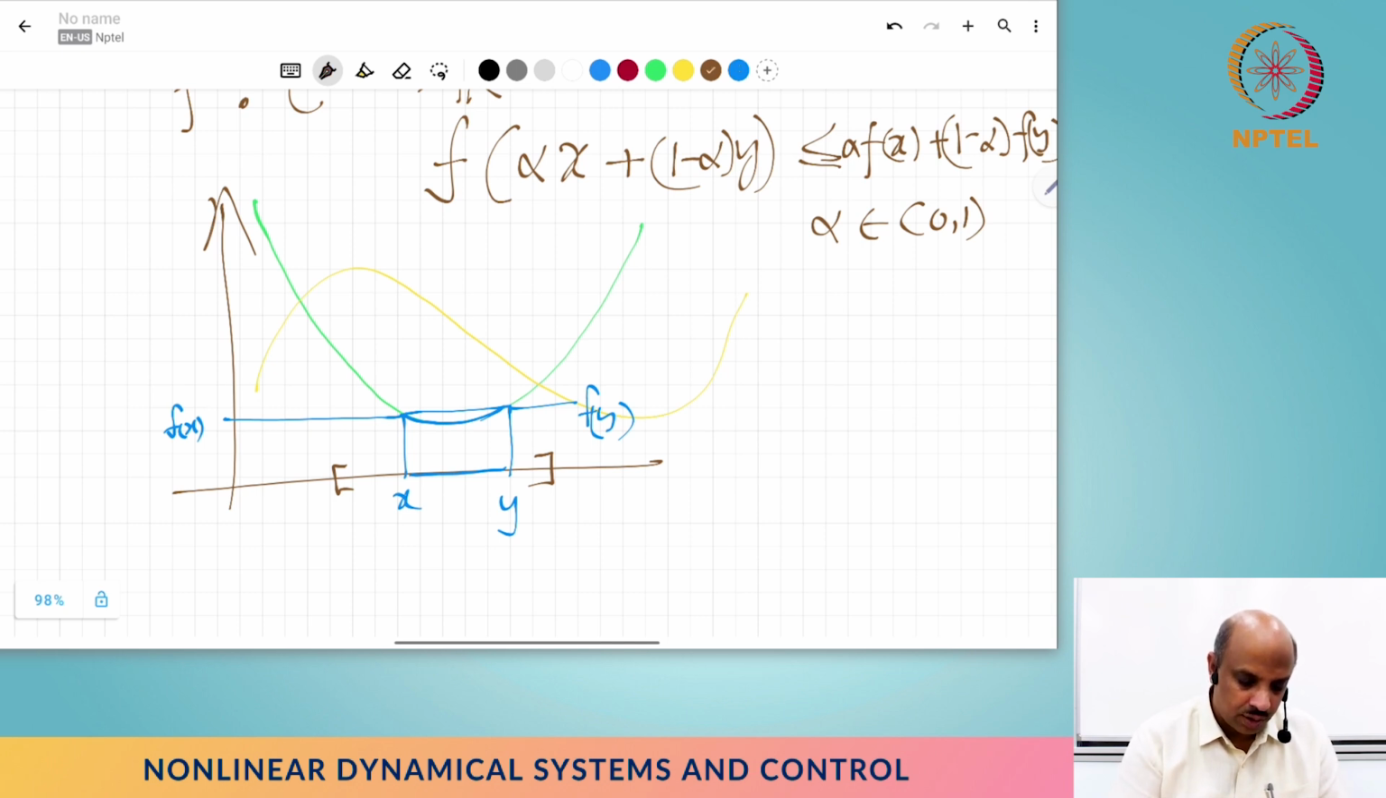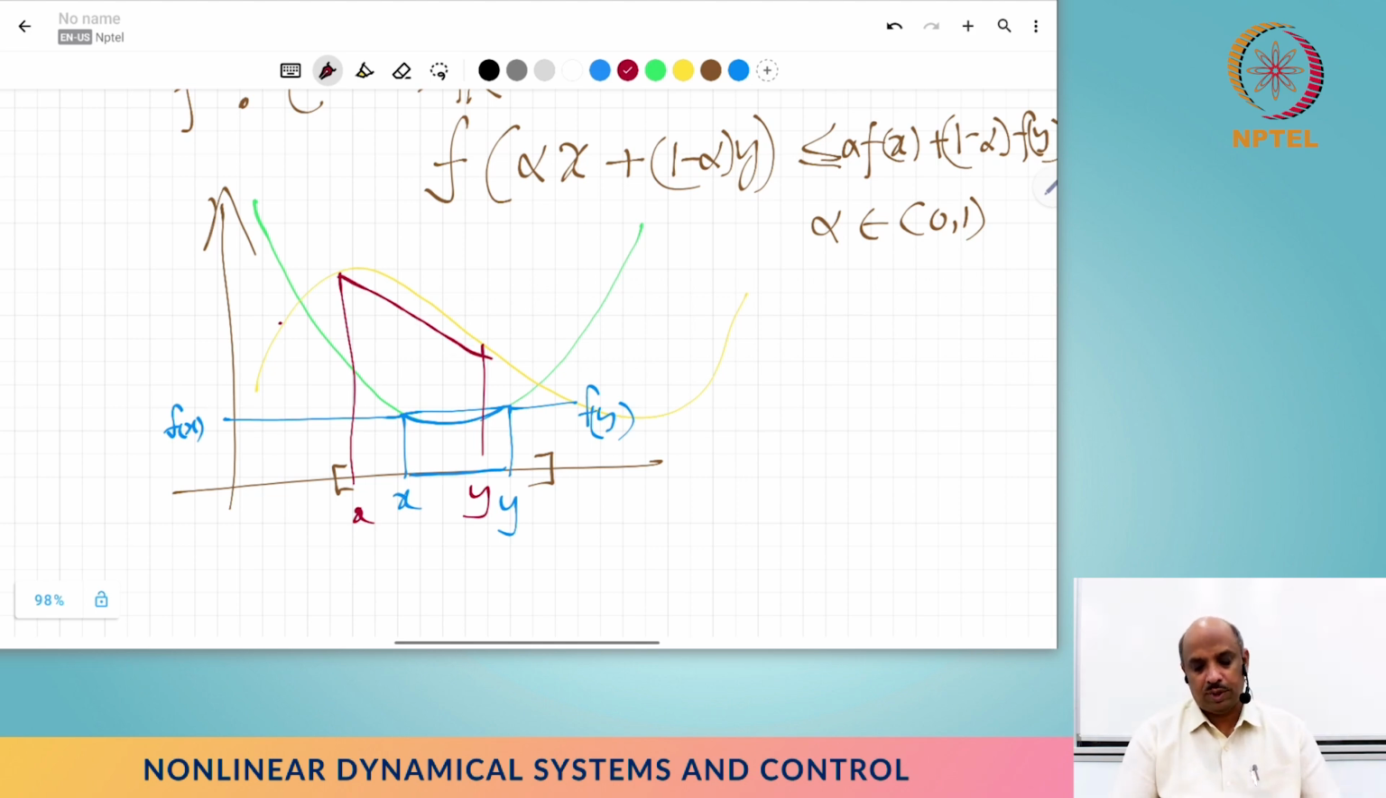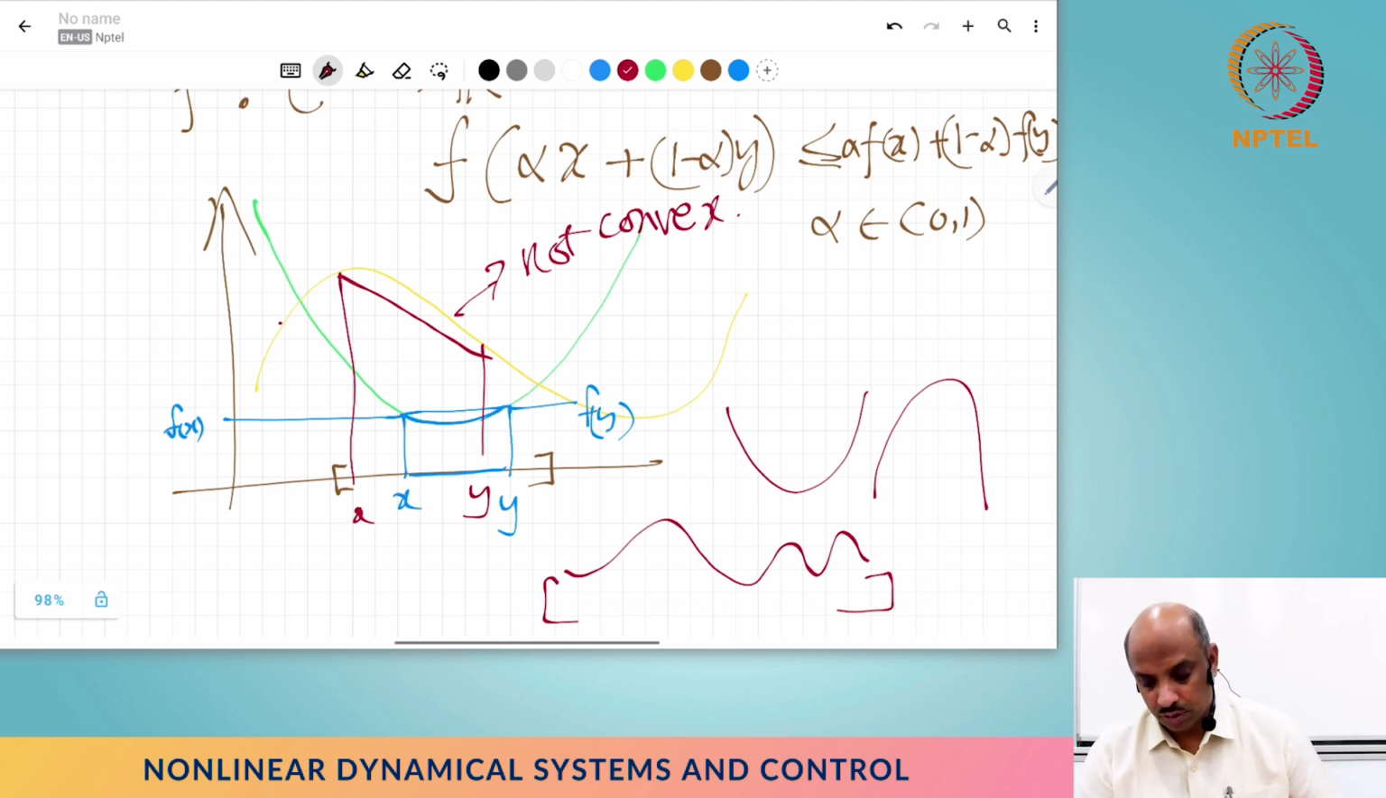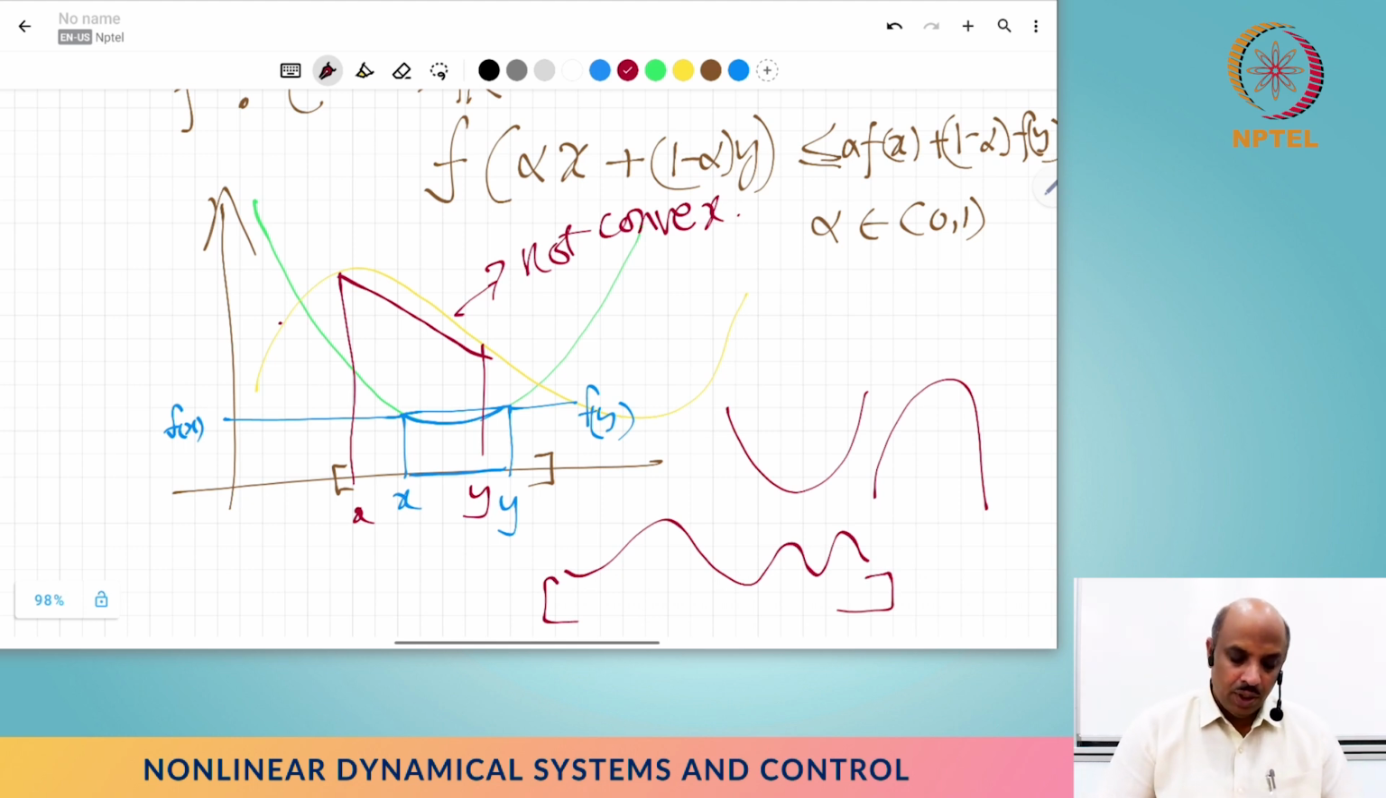But on the other hand, if you look at two points on, let's say, this and this, if you take that x and y, then you can clearly see that the line joining is actually below, and therefore this is not convex. So this is concave, and anything like that, at least over this range, is neither concave nor convex, right?